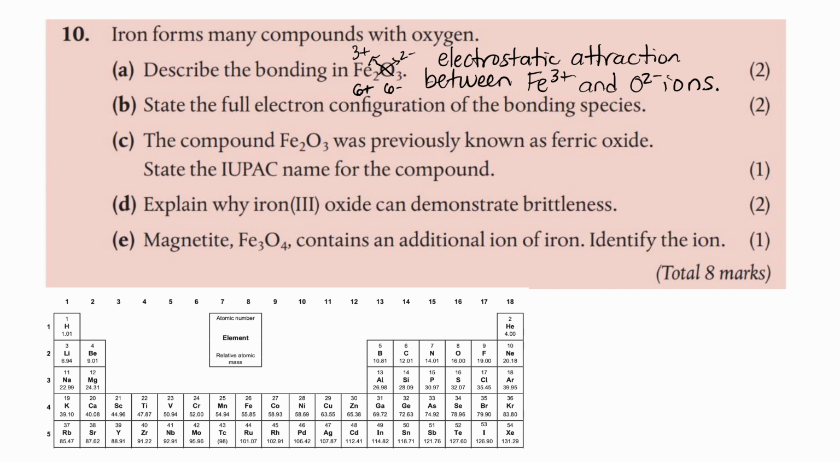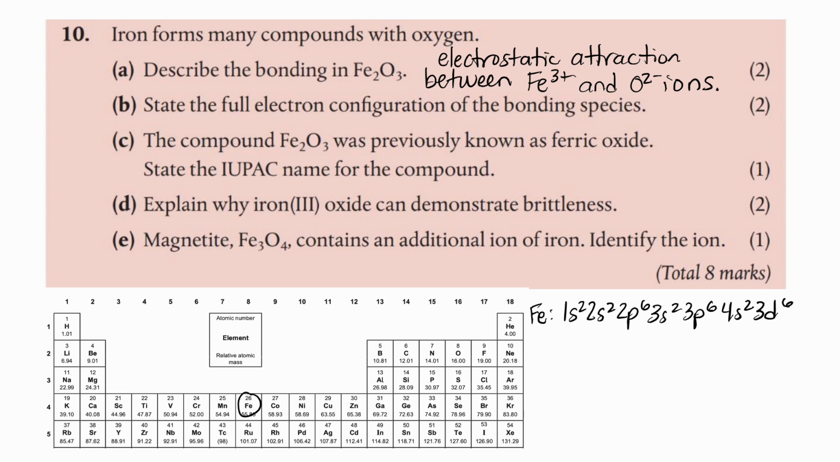So the next part says state the full electron configuration of the bonding species. Now the bonding species are the ions, so if you just did the electron configuration for iron and oxygen, that would be incorrect. However, I am going to show you that to begin with, just so you understand where I got these electron configurations. So starting with iron, we know iron is here on the periodic table. If we did the electron configuration for just iron, it'd be 1s2, 2s2, 2p6, 3s2, 3p6, 4s2, and 3d6.